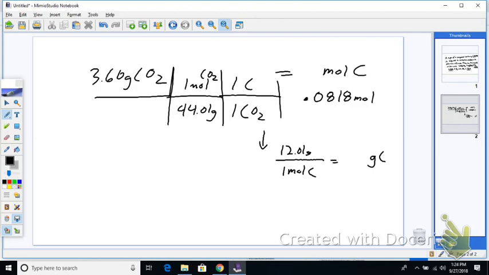And the reason I have to do that is because I'm going to have to eventually go back and figure out how many oxygens were in the original compound. So I'll find out moles, and then I take it one step further to find grams. Because you're going to have both in this process.